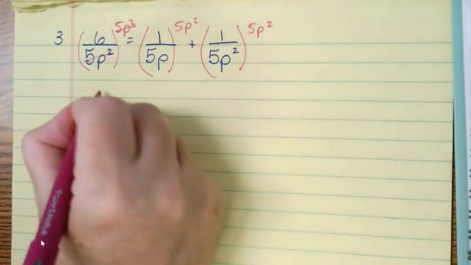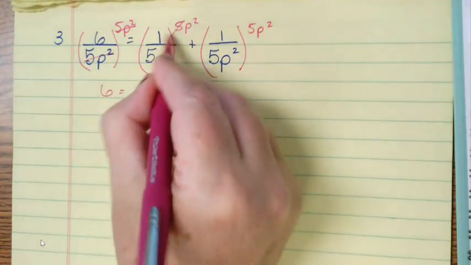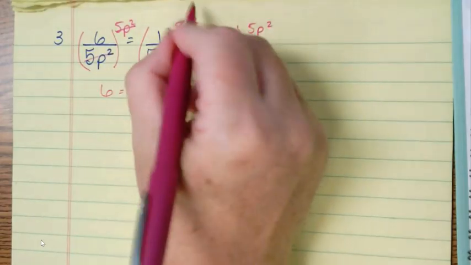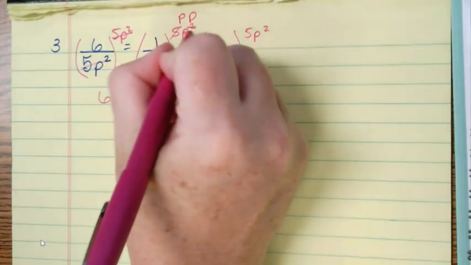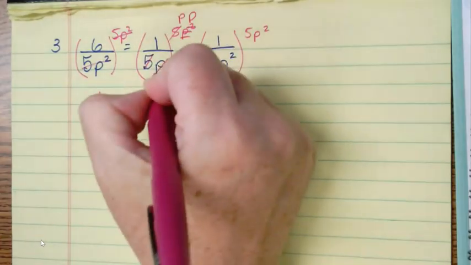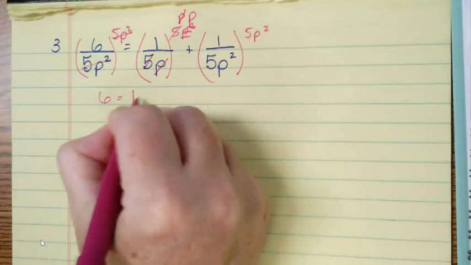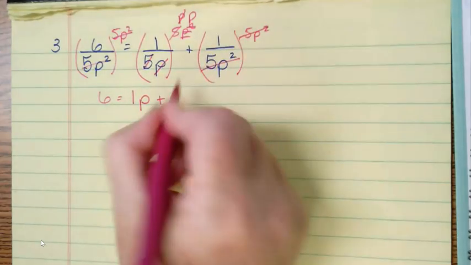So this and this cancel, so I'm left with 6 equals. Now the 5's cancel out, but remember, p squared can be rewritten as p times p. So one of these p's cancels out, and it's going to be multiplied with this 1. So it'll be 1 times p plus, and the 5p squares cancel, 1.